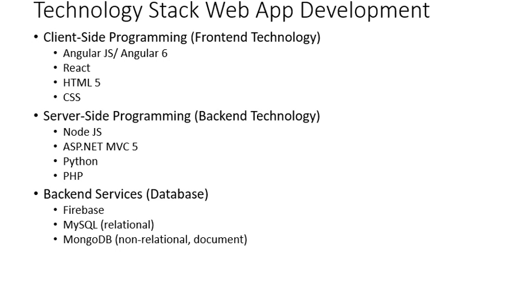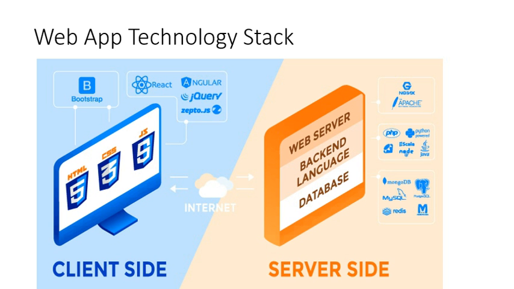Then we have the database side, the backend services. We have Firebase, which is a NoSQL kind of thing, like MongoDB. Then we have SQL Server, relational databases, MySQL. So these are the backend databases. There's also Oracle. I never worked with Oracle, so I'm not describing anything about it. Next is the web app technology stack.